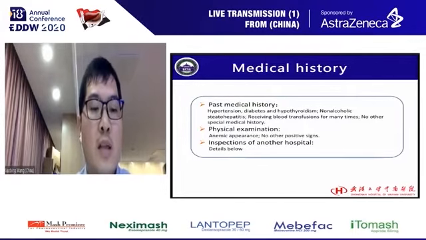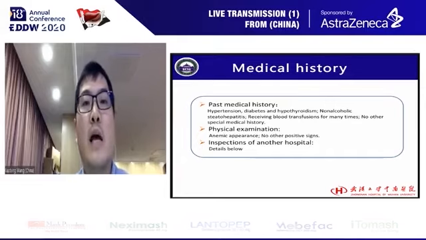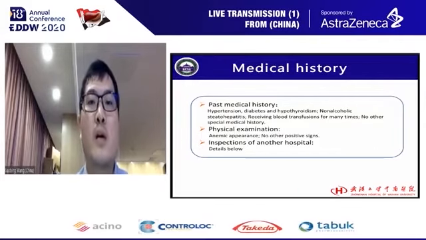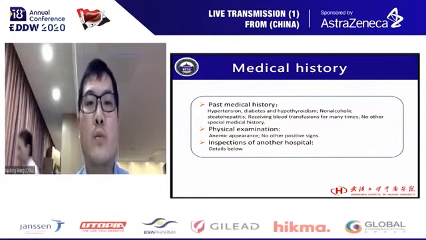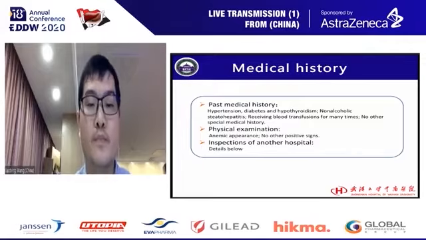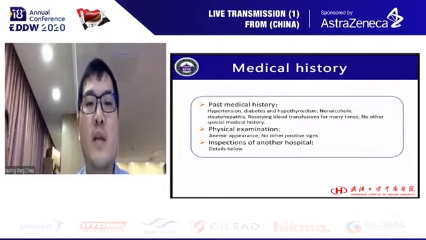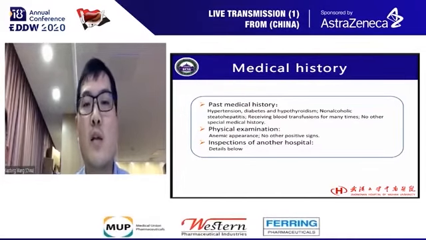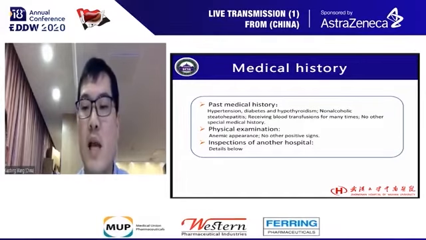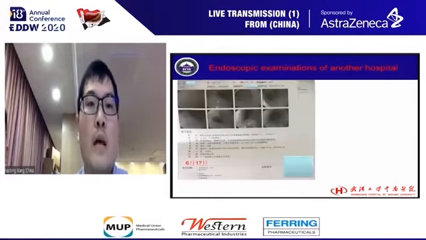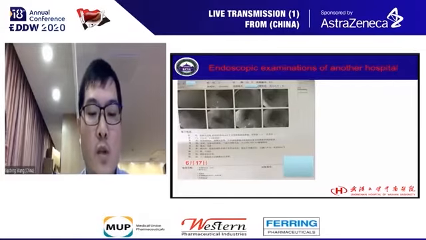The patient had a history of hypertension, diabetes, and hypothyroidism, a history of non-alcoholic steatohepatitis, a history of multiple blood transfusions, and no other special medical history. Physical examination indicates anemic appearance with no other positive signs. Inspections from another hospital are shown in the next slide. Unfortunately, we only have photocopies from the patient.